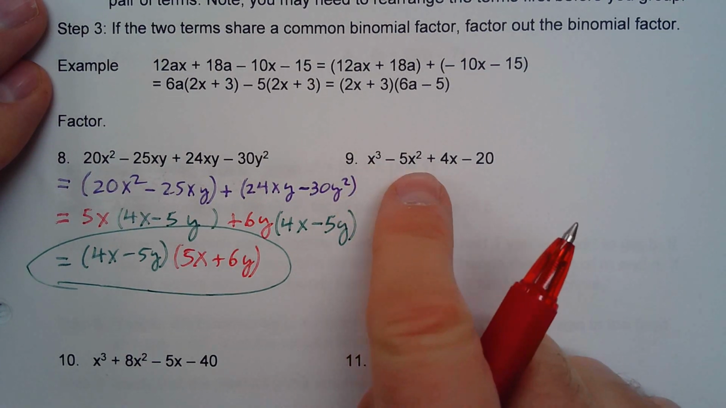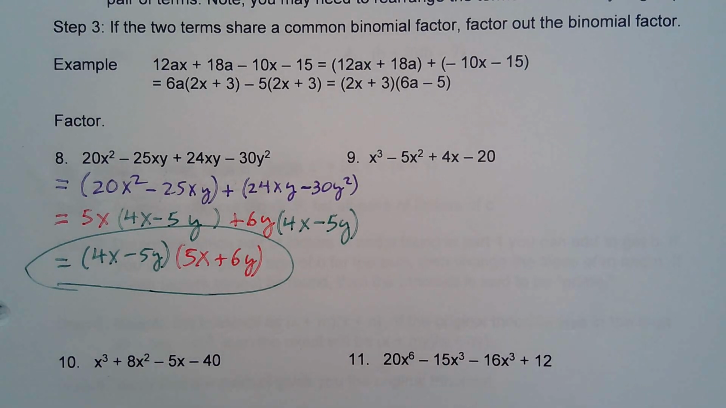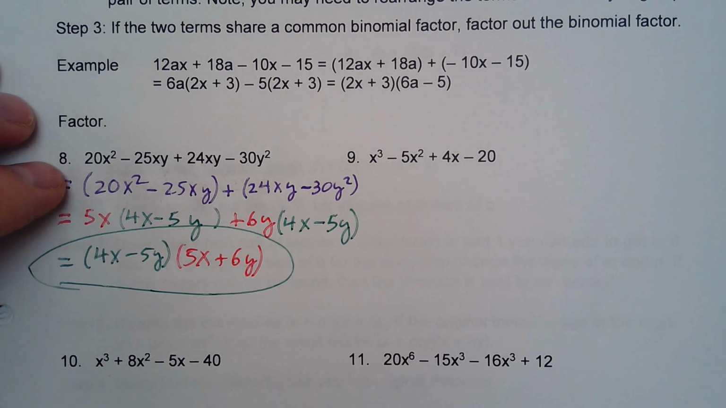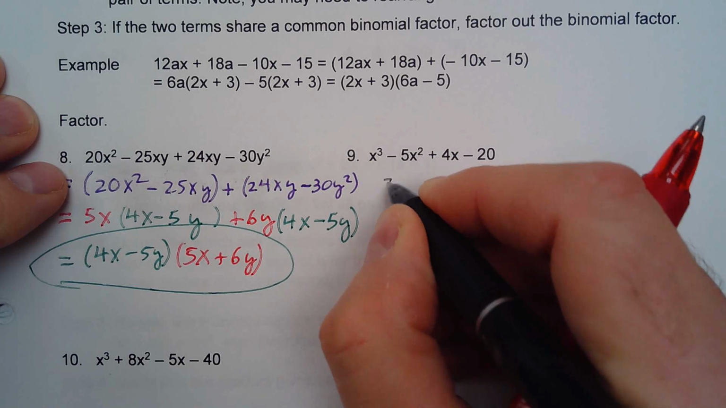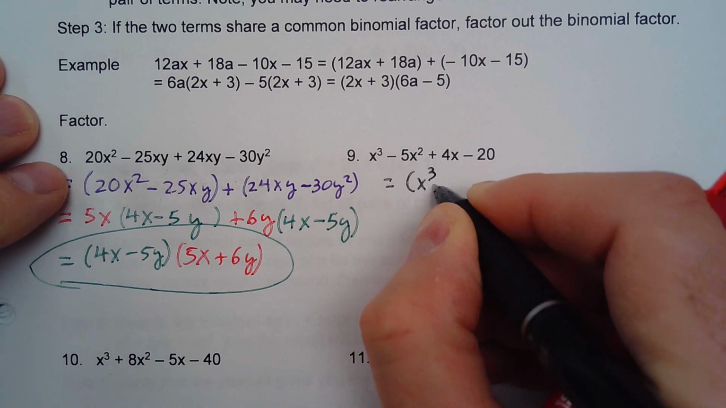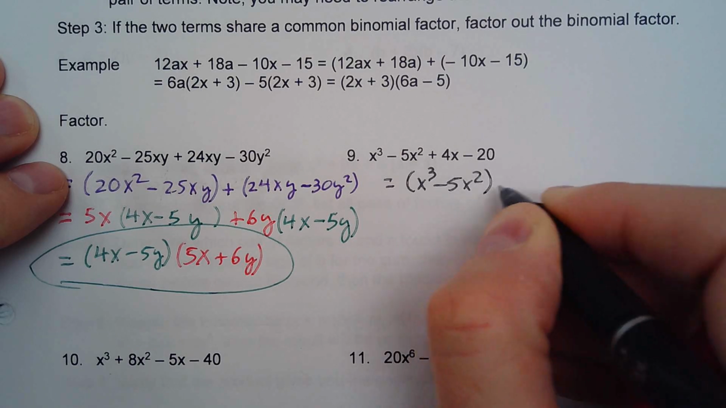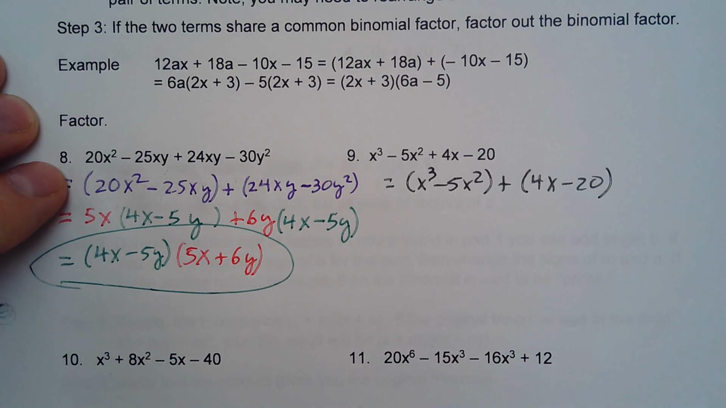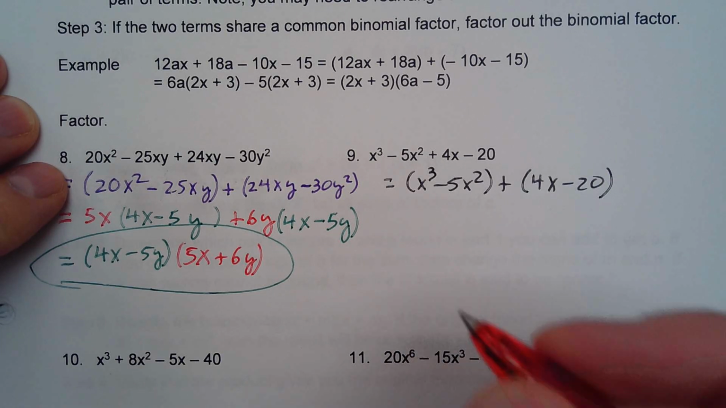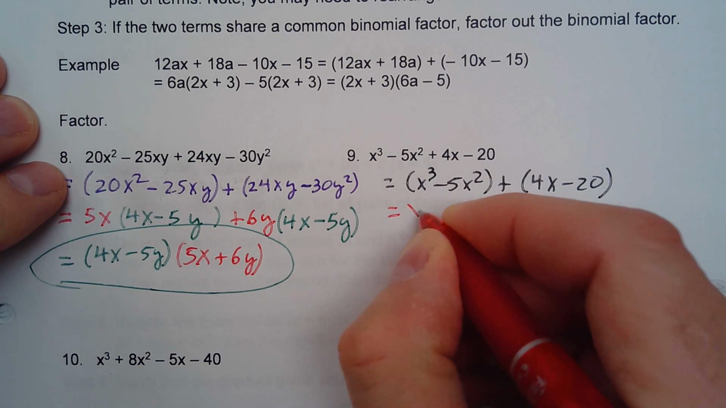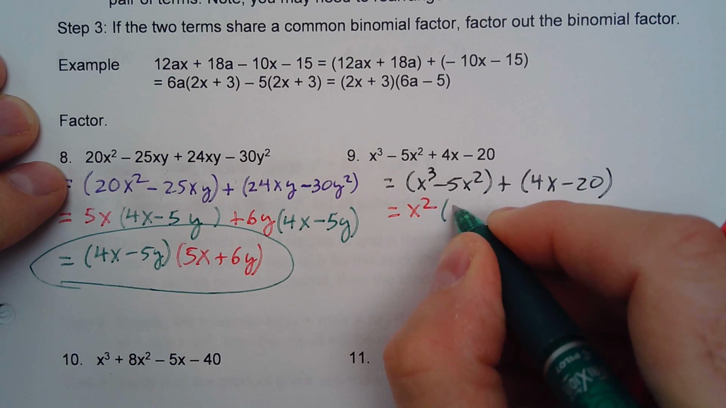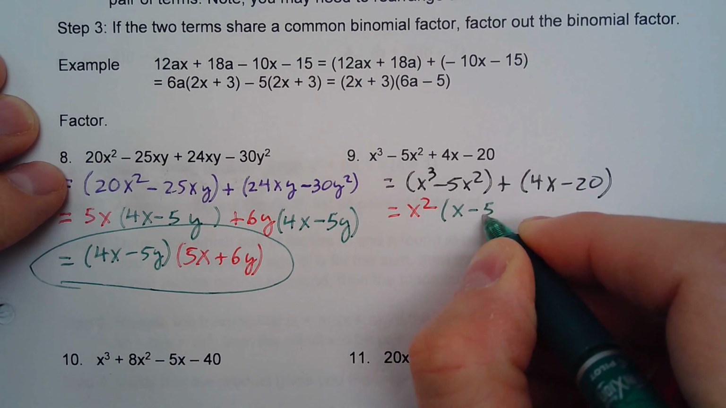And looking at this, again, my greatest common factor here is just going to be 1. So I'm going to go into my grouping. I'm going to group the x cubed and the minus 5x squared together, and then the 4x minus 20 together. So if I look at the first 2 terms, their greatest common factor is x squared. That gives me an x minus 5 as my leftovers.